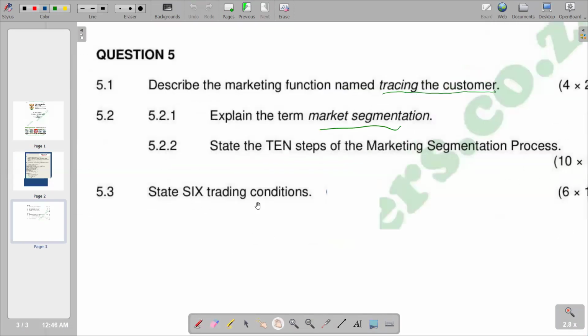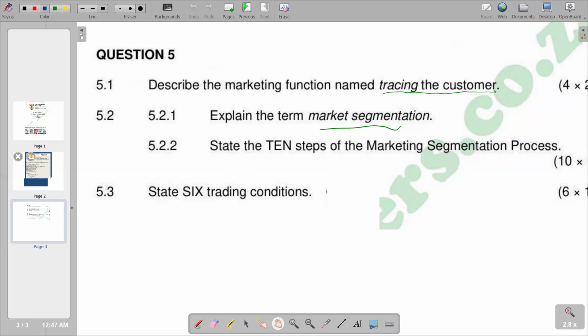5.3, state 6 trading conditions. So what are the conditions that should exist when there is trading taking place? Remember, whenever there's trading, there is an exchange of goods from one party to the other. So obviously there have to be two parties. It's a condition that there should be two parties when an exchange is taking place. You can't exchange goods with yourself as one party. So basically, we can understand it from that dimension.